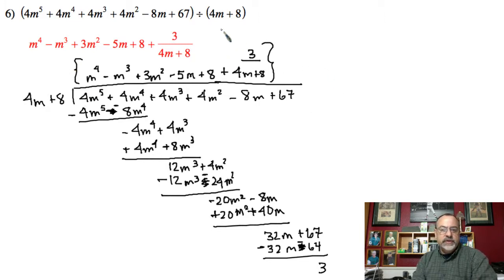Again, that tells me that 4m plus 8 is not a factor of this polynomial because it does not come out even. All right, so you can see that's quite a lot of work. You'll be excited when we learn synthetic division because that's going to help us shorten this up a bit. All right, let's do two more of these more difficult ones and see what it has to throw at us.